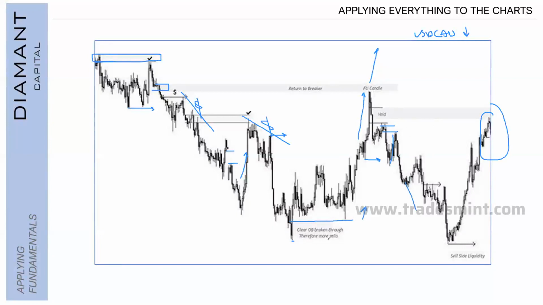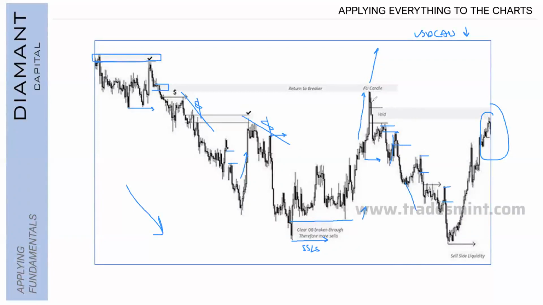Then we got clear confirmation of even more sells as we took sell side liquidity over here and continued our downward trend. And then as we returned back to our price, of course, we had multiple points of interest. Perhaps if you had entered on this one or this one, for example, you would have incurred a loss. However, that's why risk management is so key.